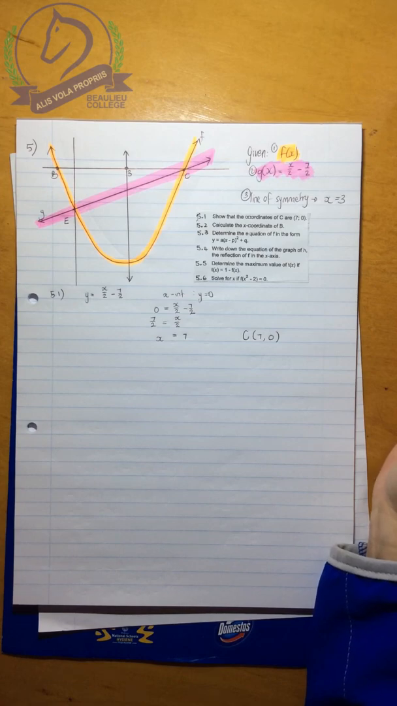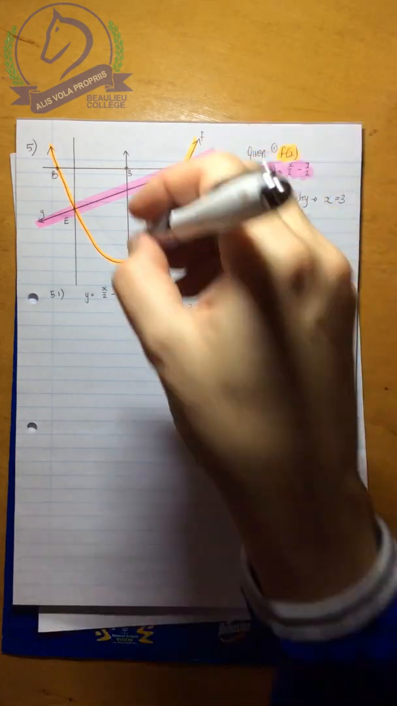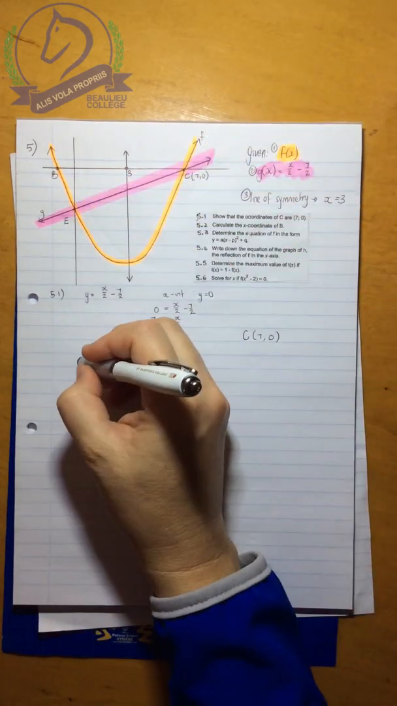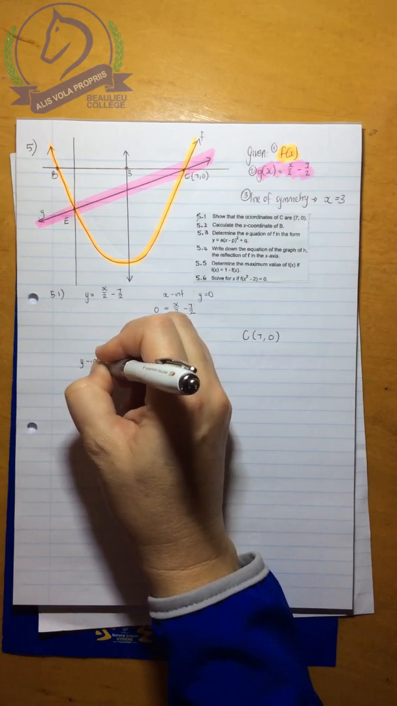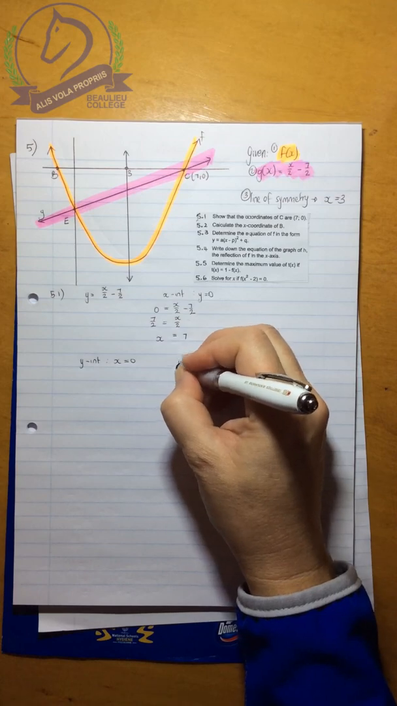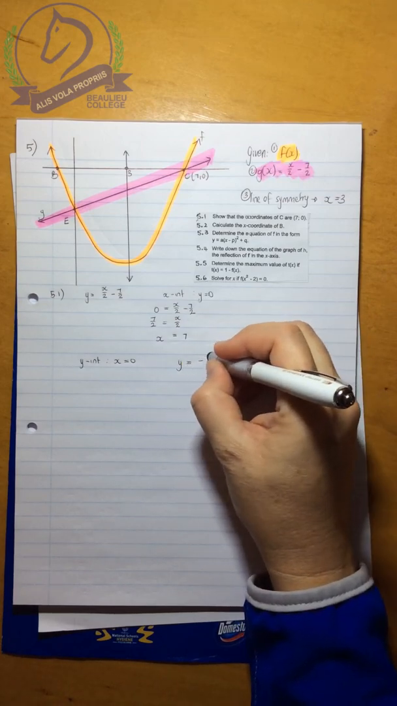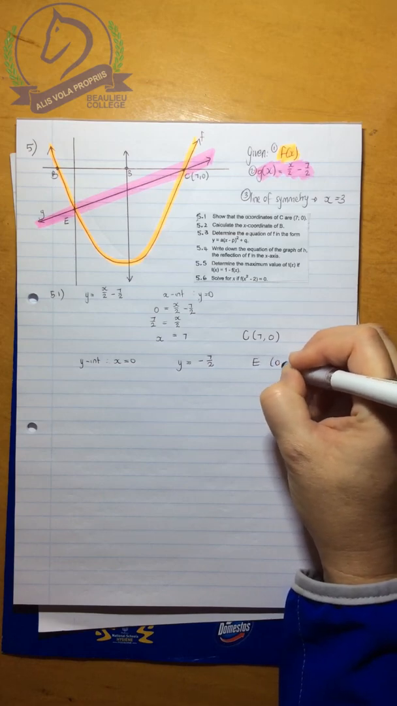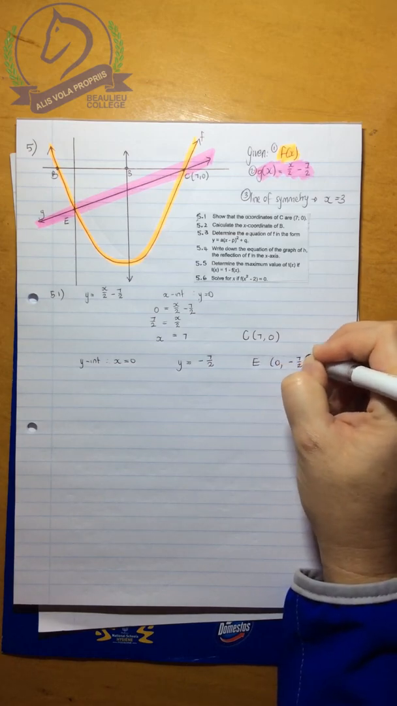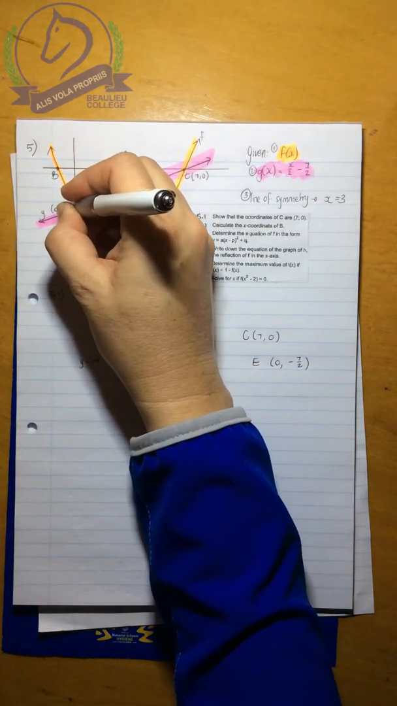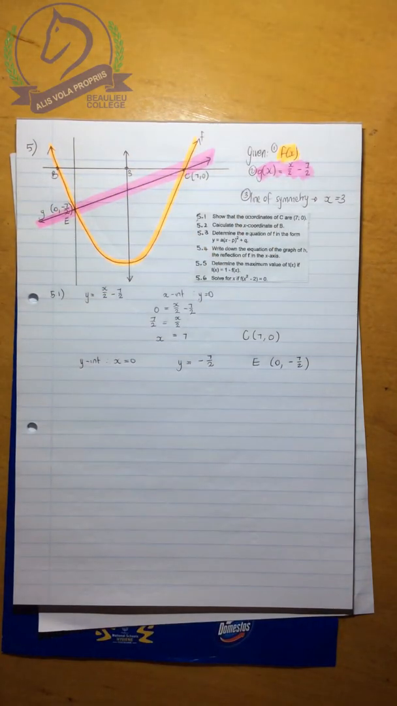Right, just by doing that, I am also going to carry on and work out the coordinates of my y-intercept, which means I'm making x 0 and y works out to be minus 7 over 2. So the coordinates for E is 0 and minus 7 over 2. I'm just keeping my sketch up to date as well.